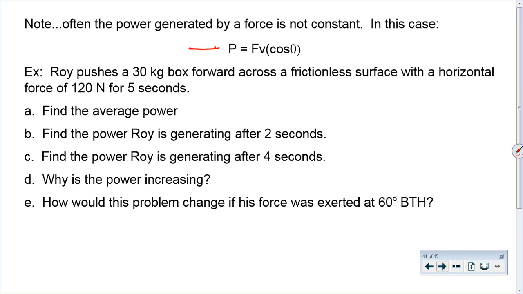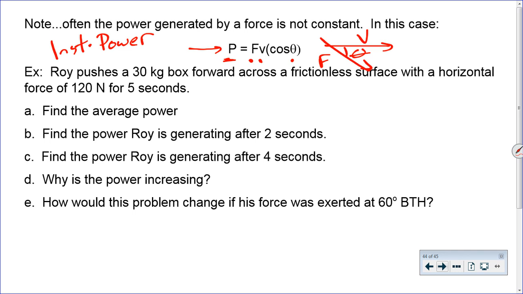So this is instantaneous power. Notice it doesn't say average here, so that just means the power at an instant. The power at an instant is equal to the magnitude of the force, times the magnitude of the velocity, times the cosine of the angle between those two vectors. So if your object is moving this way and the force is this way, then here's your angle. Very similar to the force and displacement from work.